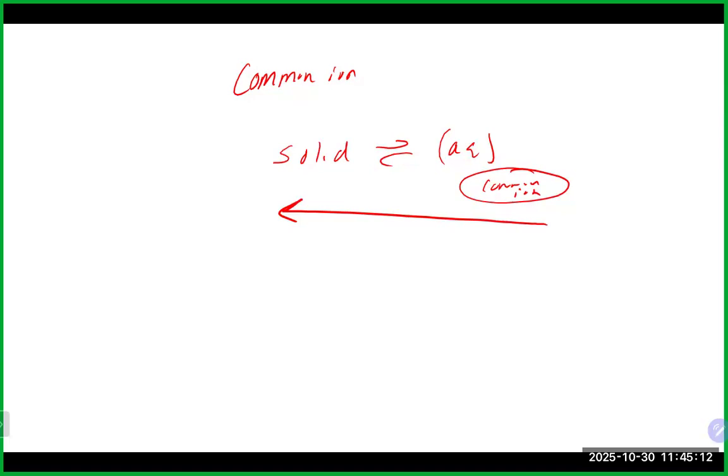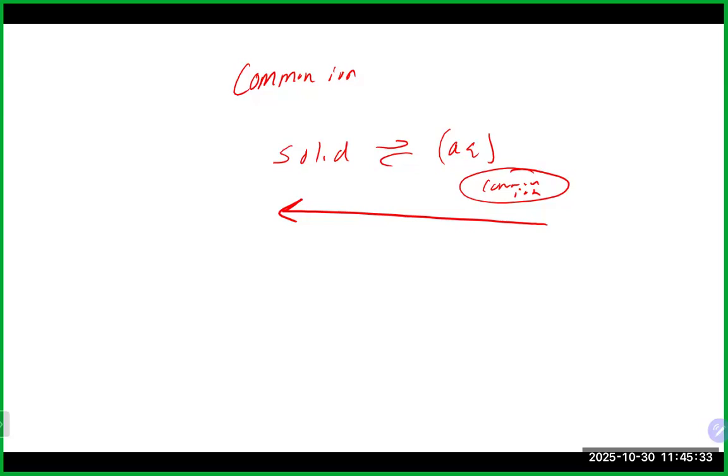So as we saw, I think in the example there was silver bromide. In water, it was like 0.0002 grams per 100,000 milliliters of water. With the common ion present, I think it dropped to like 0.000002 grams. So much, much smaller solubility.